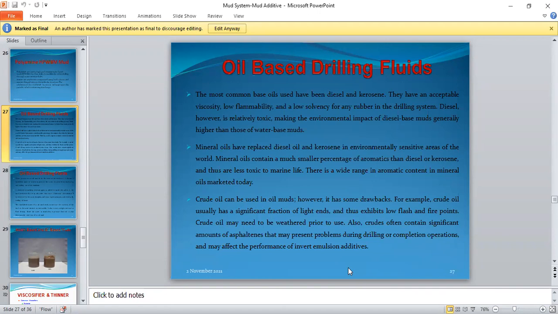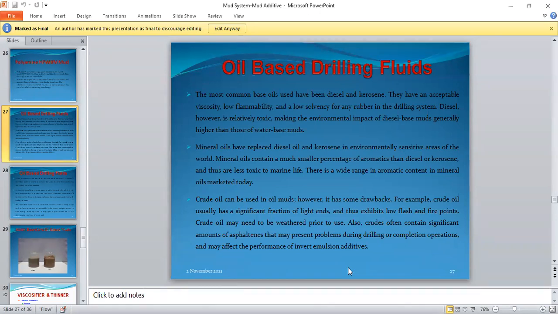Crude oil can be used in oil muds. However, it has some drawbacks. For example, crude oil has a significant fraction of light ends and does exhibit low flash points. Crude oil may need to be weathered prior to use. Also, crude oil often contains a significant amount of asphaltenes that may present problems during drilling and completion and may affect the performance of invert emulsion additives.